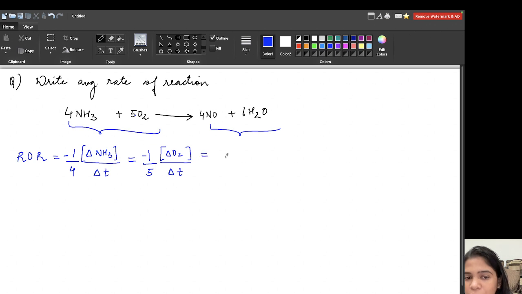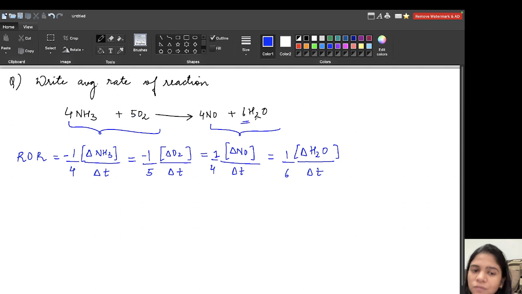Now we are coming to products. This will be equal to delta NO by delta T, and what is the coefficient, 1, and positive sign only because it's a product. Then in terms of H2O, delta H2O divided by delta T times 1 by 6 because 6 is the coefficient, with a positive sign because it's a product. This was our first part, to write the rate of reaction.